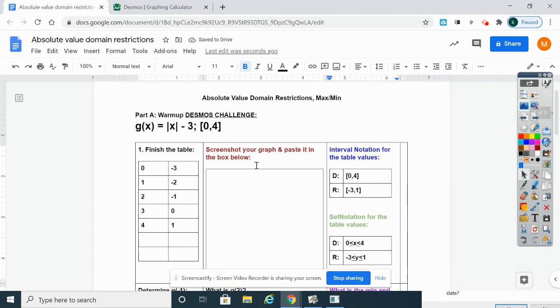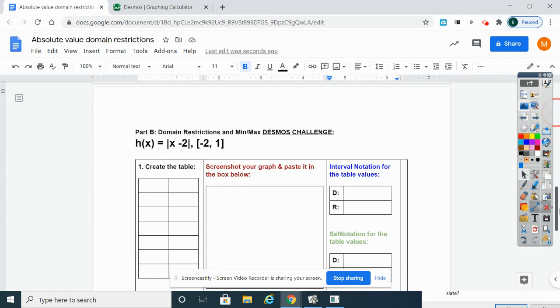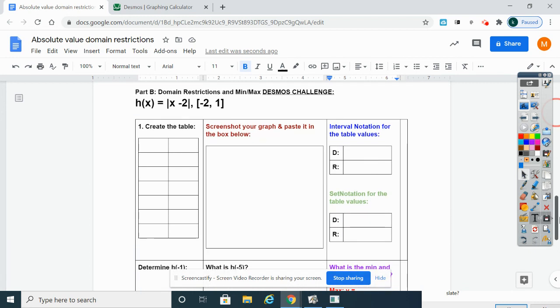Now this one was given to us with domain restrictions and interval notation. Maybe it'll happen that it's in set notation. Oh, I guess I didn't do it in set. Maybe I'll do it in the next one. This one's still in interval notation, -2 to 1. So they're telling me that my table is going to start at -2, -1, 0, 1. And that's it. That's all we can do.